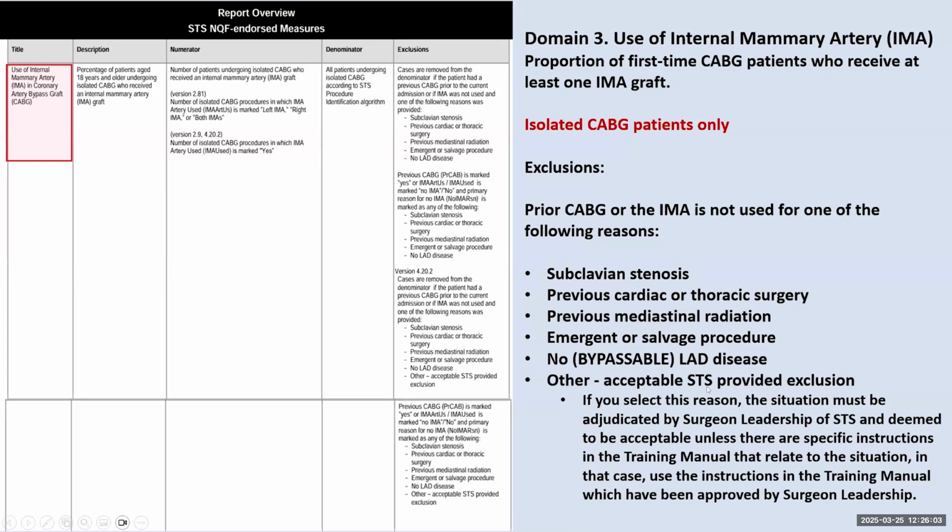The other acceptable STS provided occlusion. So I'm going to just say this. If you are coding this, then you need to be sending me a question, because these particular cases, if we're using this reason for no IMA, need to be adjudicated by surgeon leadership, or their answer already needs to be in the training manual, because we have a whole slew of things that have been already adjudicated in the training manual. This is definitely an audit field. So I did want to mention that.